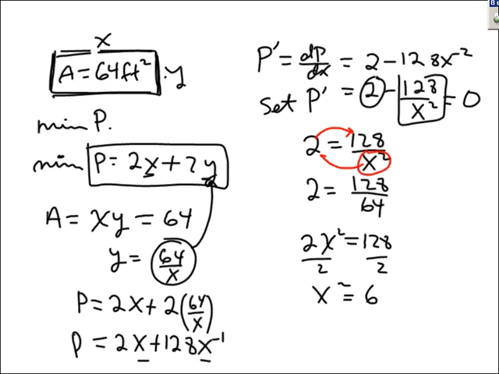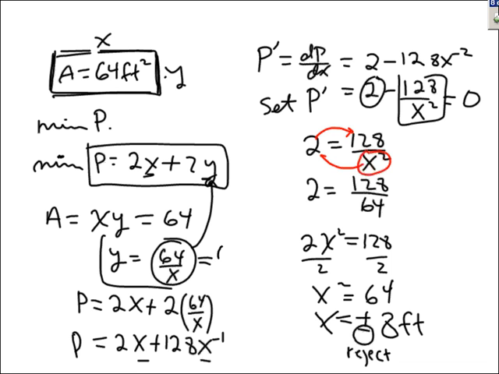X squared is 64. So then x is equal to plus or minus the square root of 64, which is 8. Okay, the thing is x is the length, is the side of a rectangle, and it makes no sense for it to be negative. So we reject that. So we have x. Nonetheless, x equals our 8. And then, coming to find y is 64 over 8, which is 8.